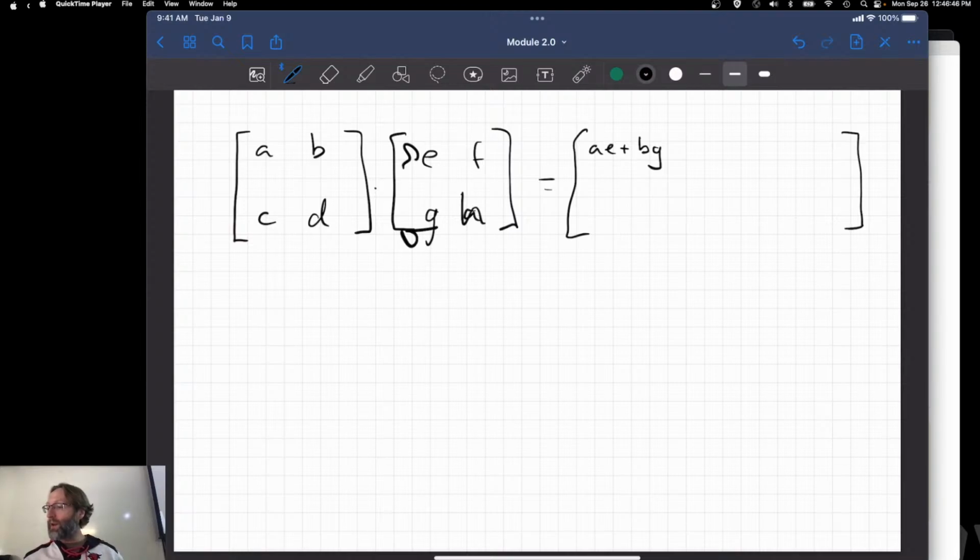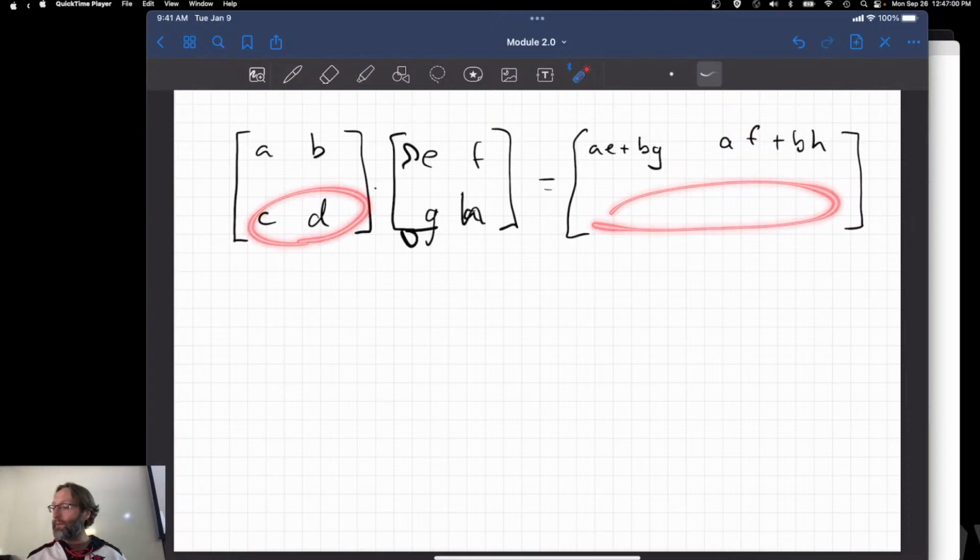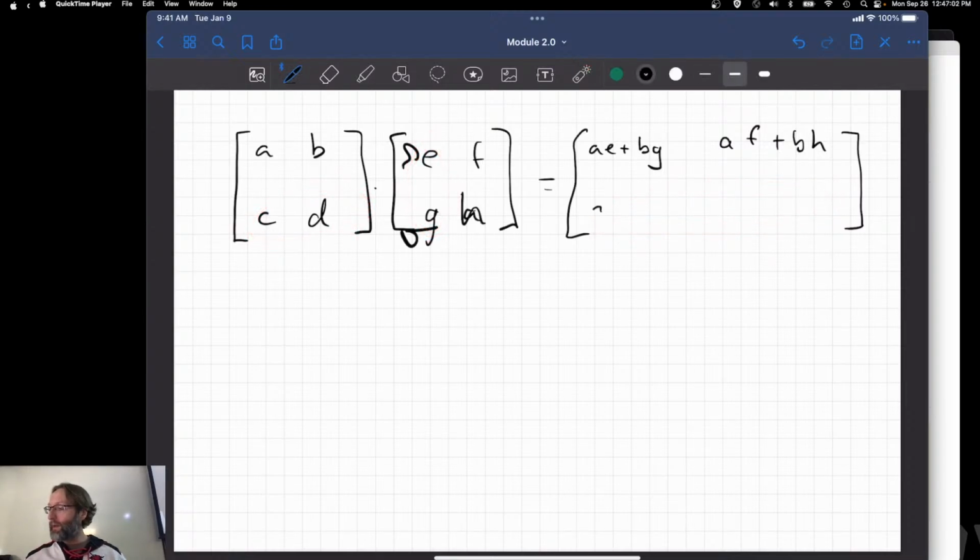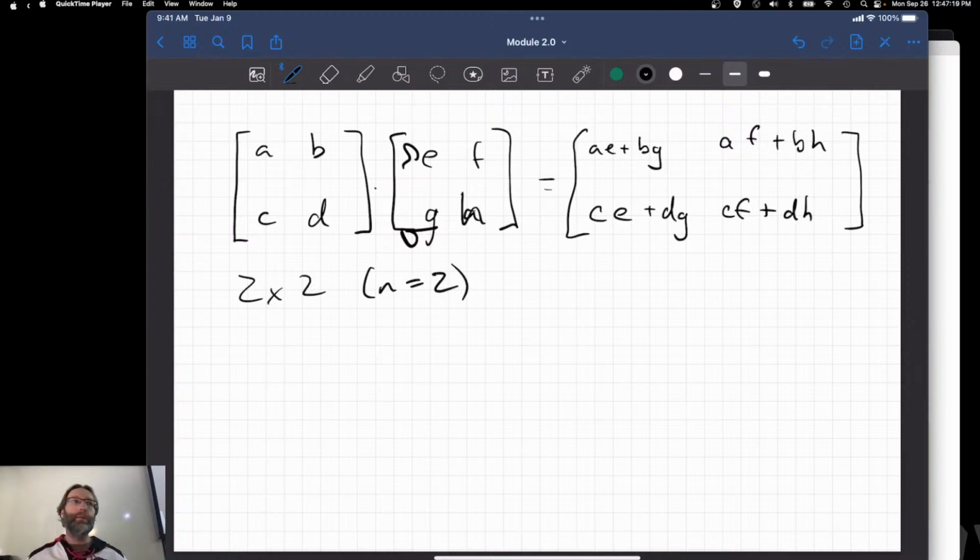The next entry here would be the first row and then the second column. So AF plus BH, right? And then for the next row down, it would be CD times E, G: CE plus DG. Correct me if I'm wrong on any of this. CF and then DH. Right? So there we go, for a 2 by 2 matrix. So in other words, n, the dimension here, is going to be 2.